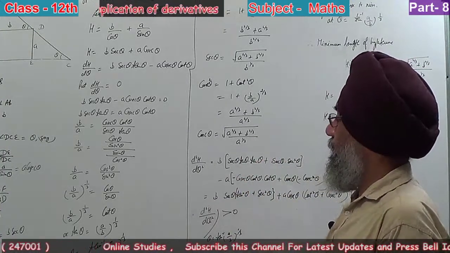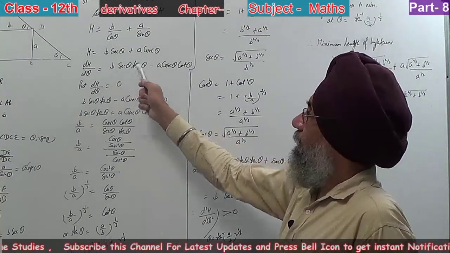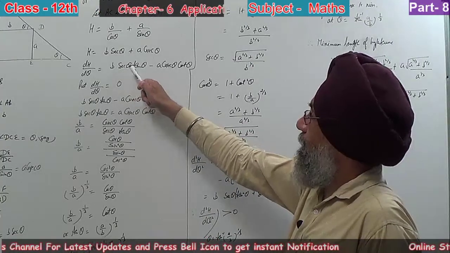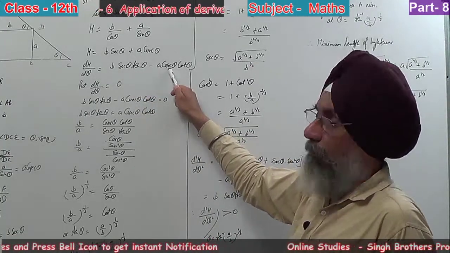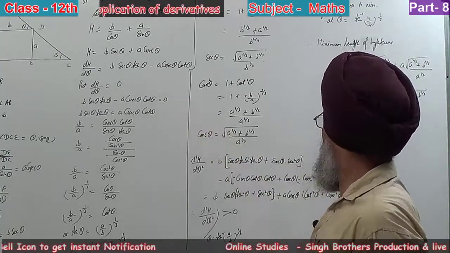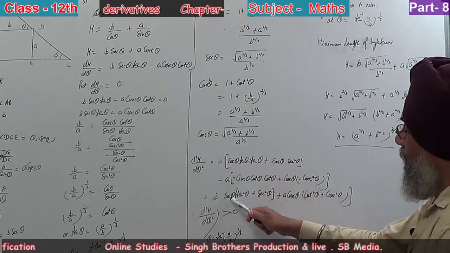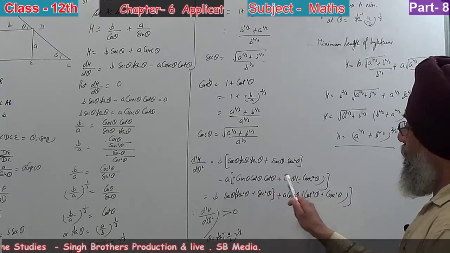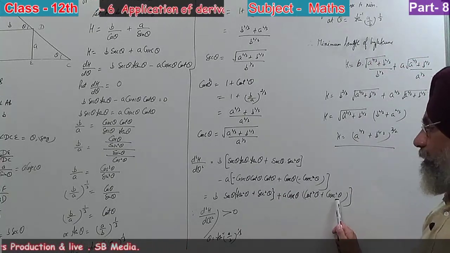Again differentiating, d square H upon d theta square. Here sec theta into tan theta, applying the product rule. First of all, sec theta tan theta as it is, then sec theta into sec square theta, then minus cosec theta into minus cosec square theta. You can take sec common here, so tan square plus sec square. Taking cosec common from here, it becomes plus a cosec theta, cot square theta plus cosec square theta.